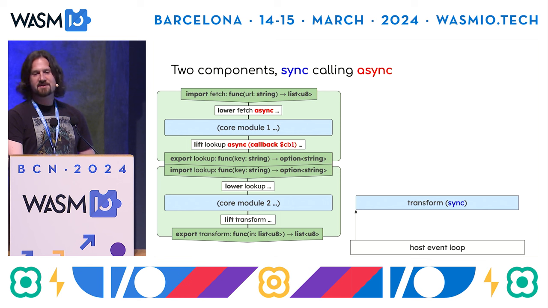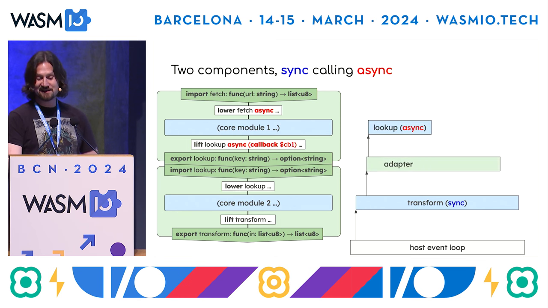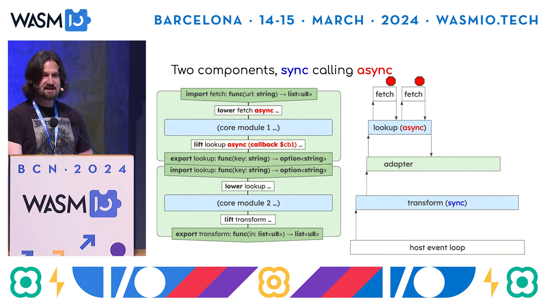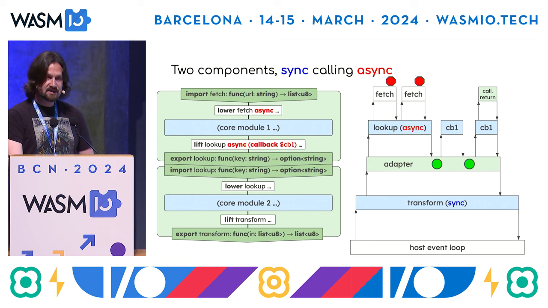So control flow starts in the host event loop, calls the synchronous transform function, which calls through the adapter into the async lookup function. Let's say it kicks off two concurrent fetches and now returns to the adapter. The adapter knows the caller is sync and waiting, so the adapter just spins the event loop in place and waits for a fetch to finish and then delivers all the results and keeps going until eventually the whole async lookup call is finished. And then the adapter returns the synchronous result to the transform function as expected, and the whole call completes.